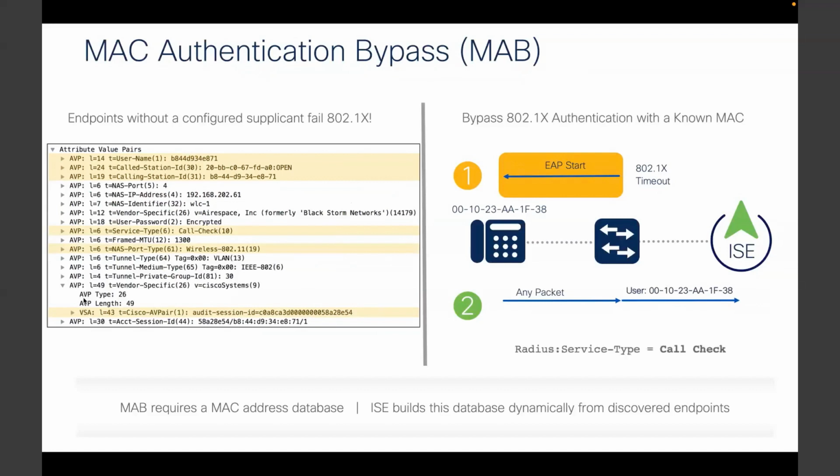And by the way, there's different types of RADIUS services, and the one for MAB is called a call check. The MAC authentication bypass isn't actually a standard, but most companies that implement it typically do it with a RADIUS service type of call check, but it can vary between different vendors. So ISE is going to, if it knows it, go ahead and accept it.